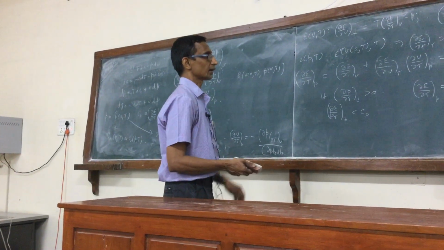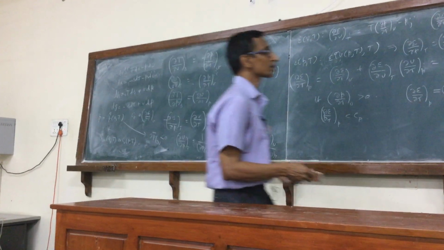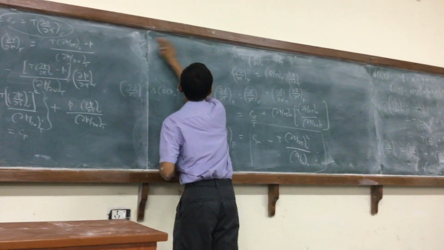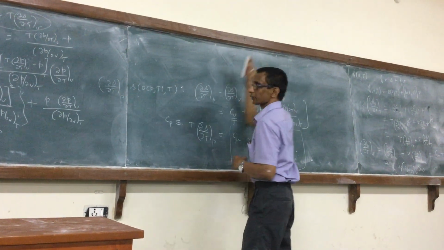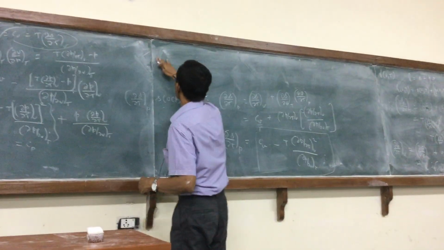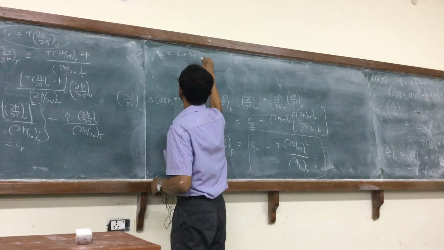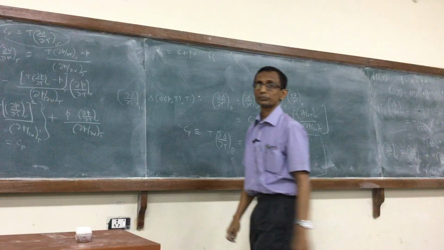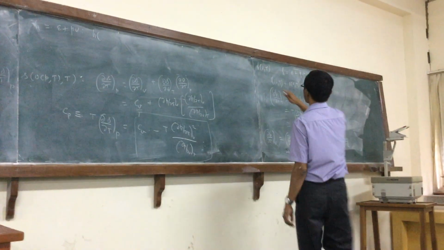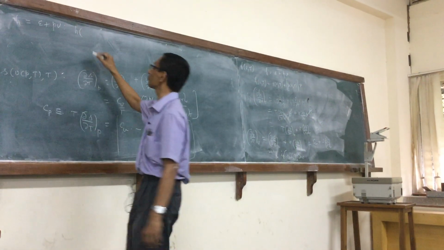So, dH by dP. What I will do is write it here. H is now expressed as a function of P and T, so I can again use the same approach. One option is that, since I've got H as a function of P and T, I can regard H of P, T. There are so many different ways of doing it.